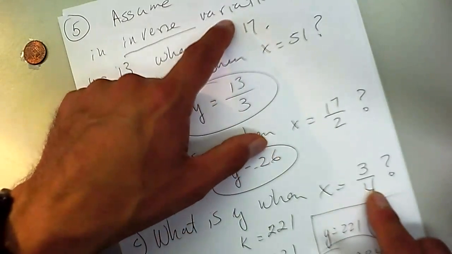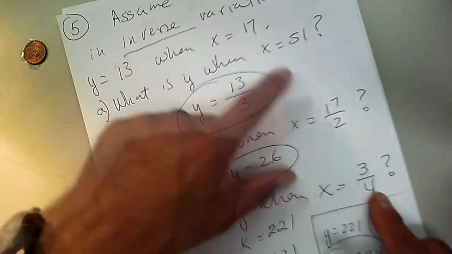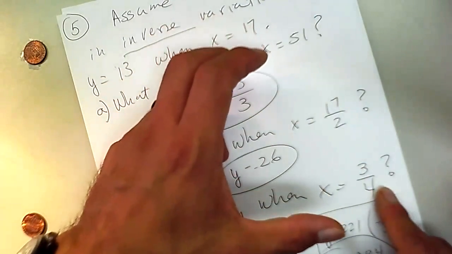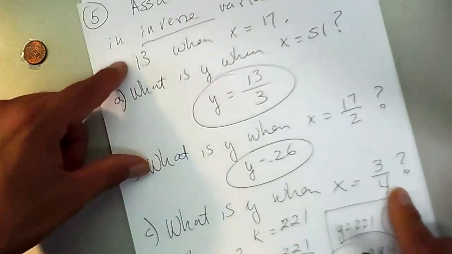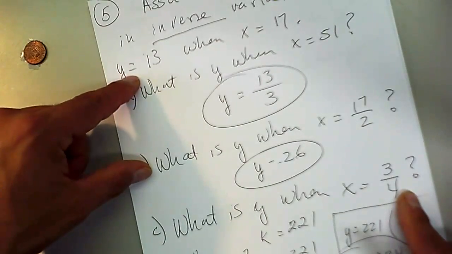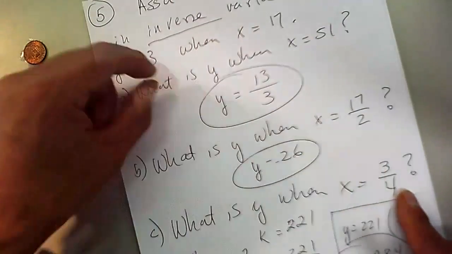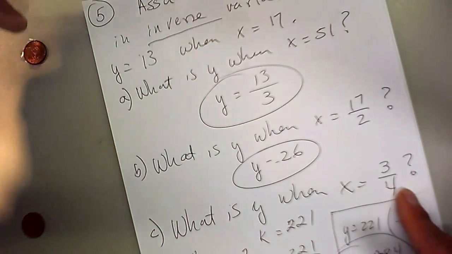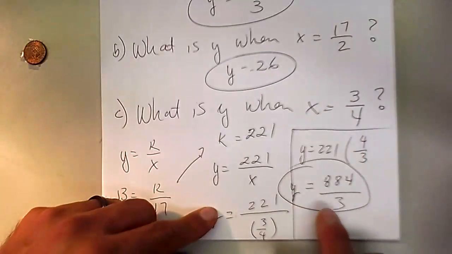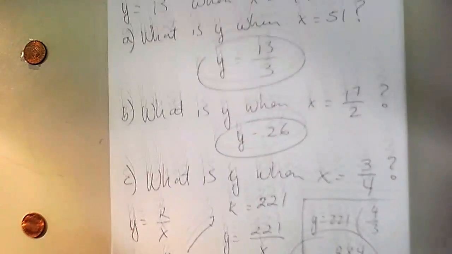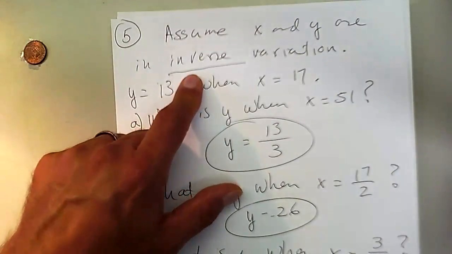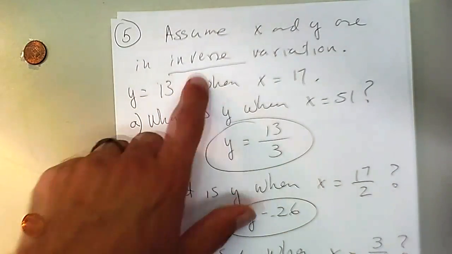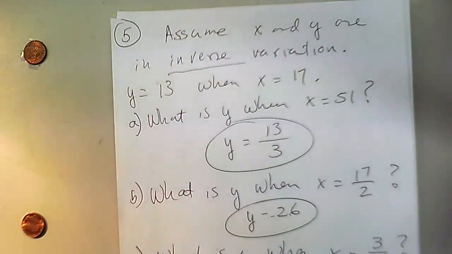So the input got reduced significantly, by quite a large factor. Well, that means that because the input got reduced, the output has to be expanded by a lot. That explains why we end up with such a big output here, because we are working with an inverse variation as opposed to a direct variation.